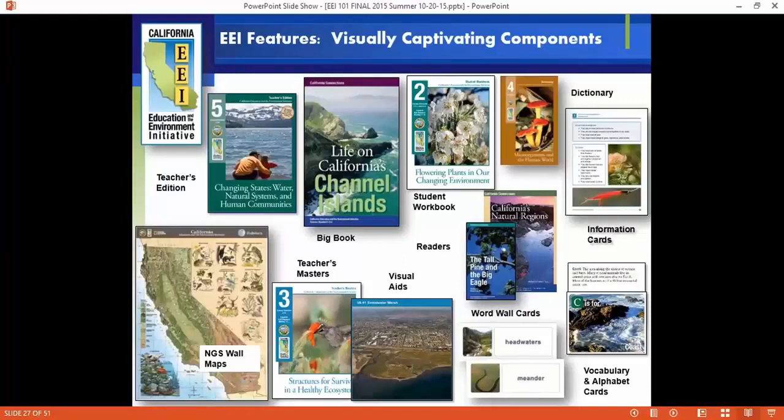You can order as many student units as you need for the number of students that you have. And the really good news about that is that your students can individualize their readers. They can highlight, they can take notes, they can mark them up, so that it really helps us to meet our Common Core standards. You can see in the background there that California Natural Regions reader, that's included in several 3rd and 4th grade units.